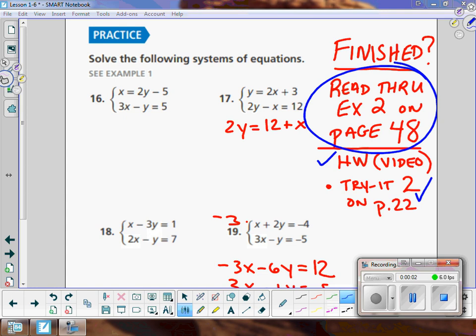This is example 2 for lesson 1-6. I mentioned today in class that I wanted you to read through that example on page 48. I'm going to go ahead and make a video that goes with that example just to try to further explain a few things. After you're done with this video, you can go ahead and try it on page 22 for example 2. Okay, you will need your graphing calculator for this, so go ahead and find that now.